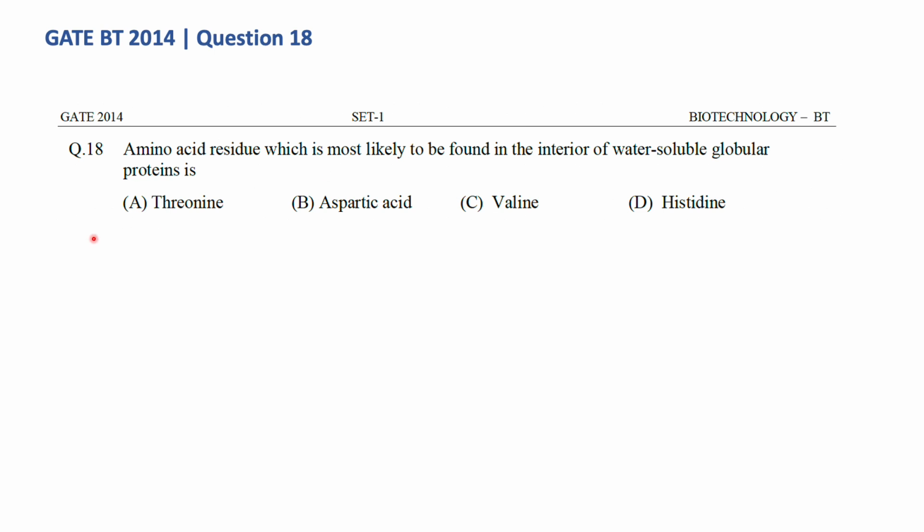Option A, serine, is polar neutral, option B, aspartic acid, is polar acidic. Option C, valine, is non-polar. Option D, histidine, is polar basic. So the answer to this question would be option C, valine, because that is the only hydrophobic or non-polar amino acid among these given options. So valine is more likely to be found in the interior of a water-soluble globular protein.